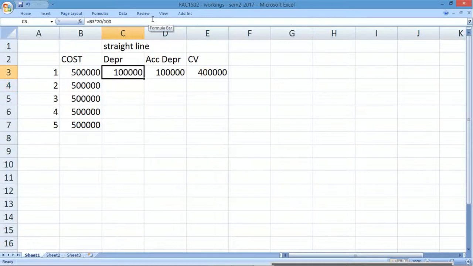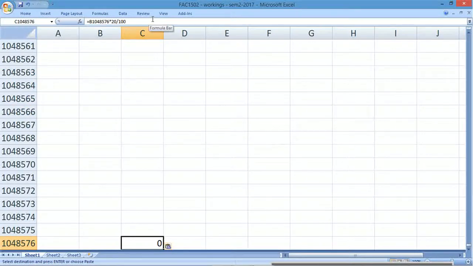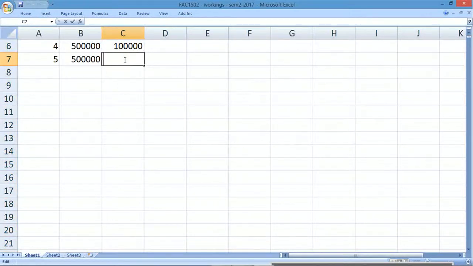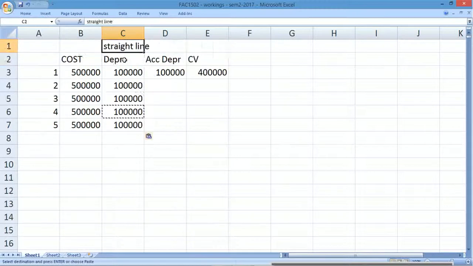Right, we just spoke about straight line using what? Cost. Is that going to change? No. So I can literally write the same thing 5 times. Does that make sense? Cost price. Straight line method uses cost as your base. Depreciation for straight line will always be the same.